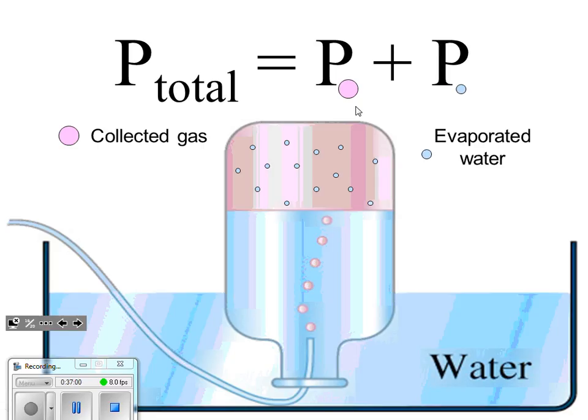Well, it'll be some sort of a gas, yes, and it'll be water vapor. So the pressure of the water, the pressure of the gas, that's what the pink and the blue is there. Can you see, though, why we called it Dalton's partial pressures? Because part of it's water and part of it's the gas.